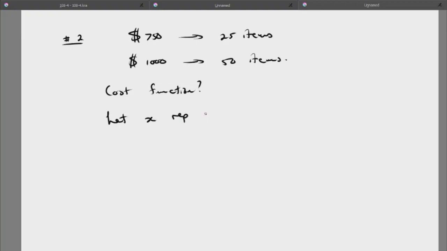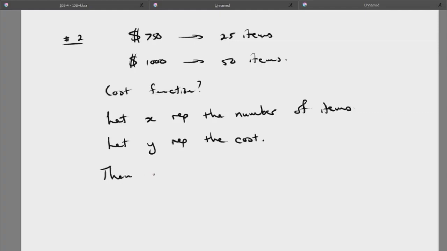Let's say x represents the number of items, and let's go y, but you can be a little bit more creative. It could be anything you want. The cost, the total cost. Then I can say, because they are assuming a linear relationship, I'm looking for y equals mx plus b. I don't have to define the m and the b. Those are the standard letters we use for the slope-intercept form.